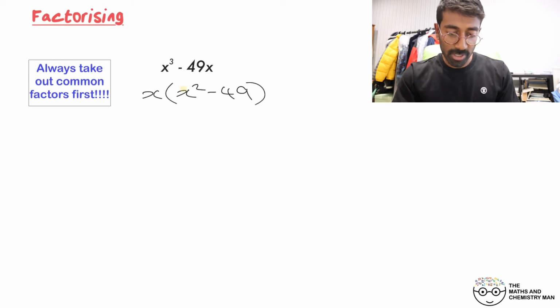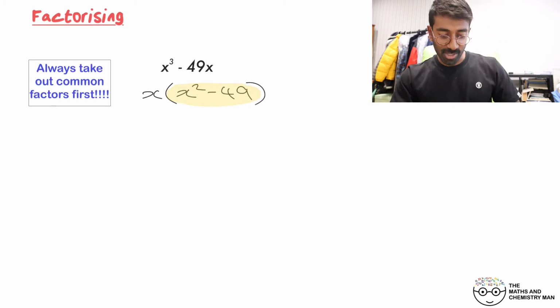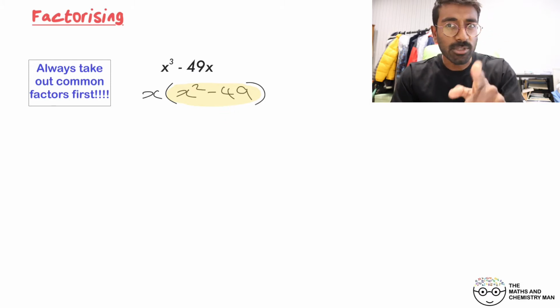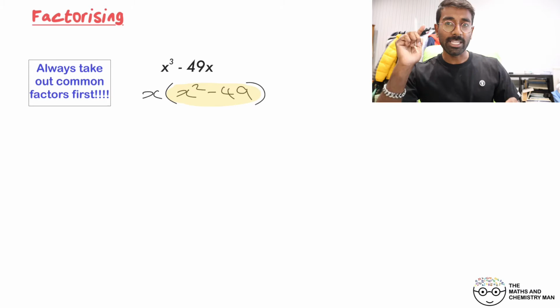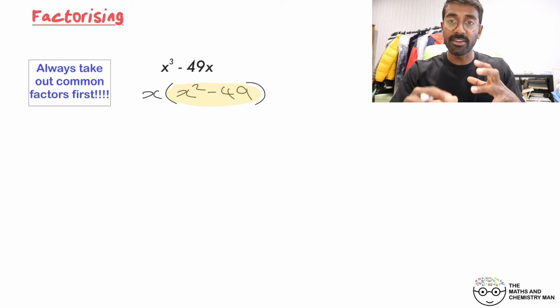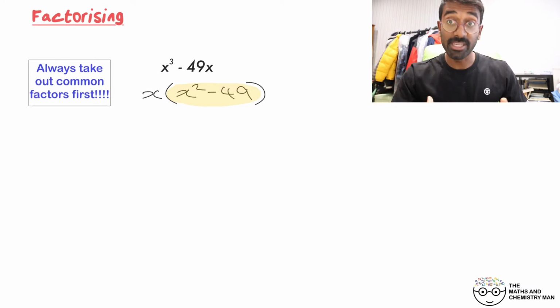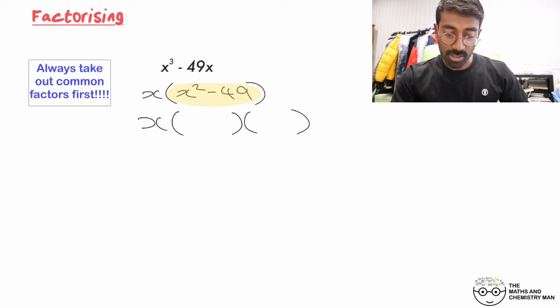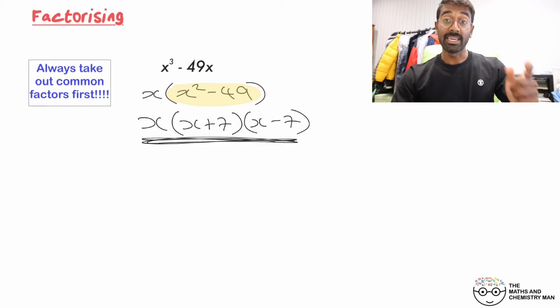Now, you've got to be on the lookout for any square numbers. So can you see this here? You see this minus 49, 49 is a square number. And so that's going to trigger in your brain that the difference of two squares could be around here somewhere. And so let's check this out. Can this factorise even further? Yes, it can. And so you'll have x, and then this can go into two further brackets, x plus 7 and x minus 7. So that there is fully factorised.